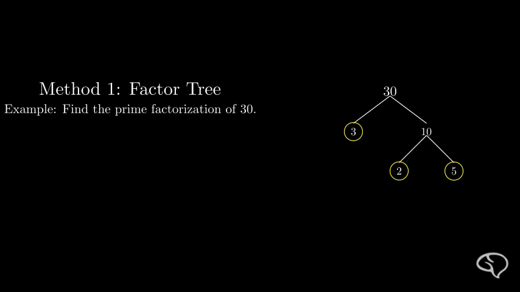Yes. So we circle it. Both of these branches are now finished. Our tree is complete because all the numbers at the ends of the branches are prime. The prime factorization of 30 is the product of all the circled numbers. So, the prime factorization of 30 is 2 times 3 times 5. This is the unique set of prime numbers that multiply to 30.